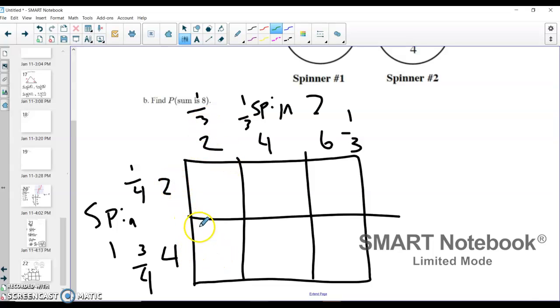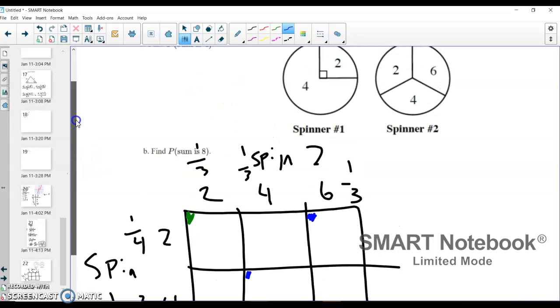4 plus 2, that's 6, not that one. 4 plus 4, that's 8. So that would be a part B one. 4 plus 6, that's 10. 2 plus 2, that's 4. So we're going to be looking for the probability of this box. 2 plus 4, that's 6, so not that box. And then 2 plus 6 here, that would be 8. And so I have actually two 8 boxes. I'll color those in blue. The 4 in the 4 box would sum to 8. And the 2 in the 6 box would sum to 8.